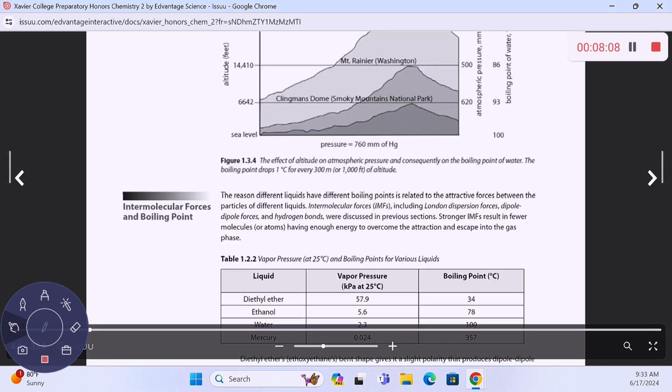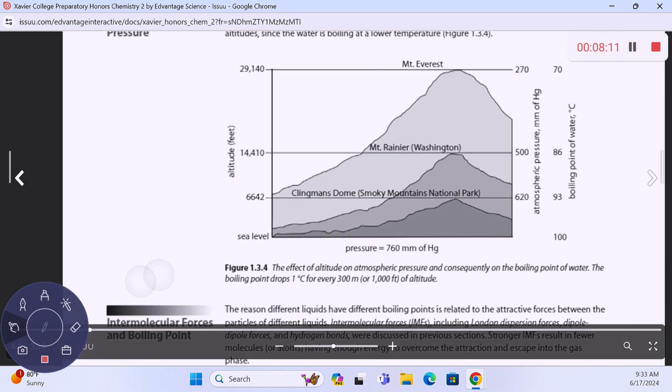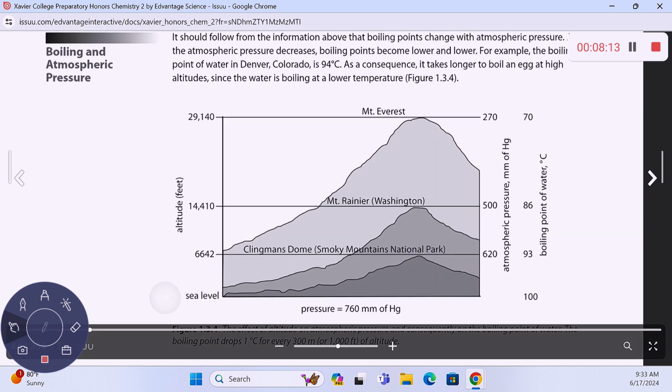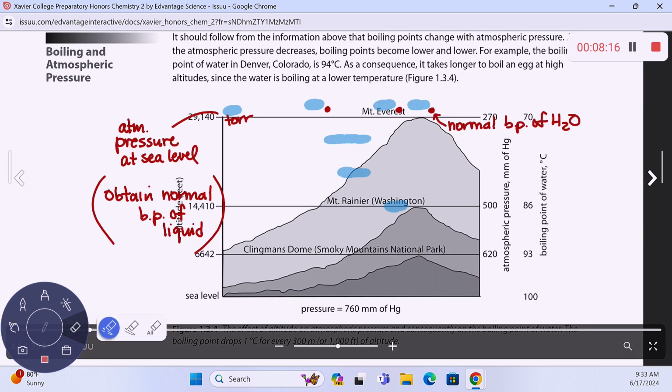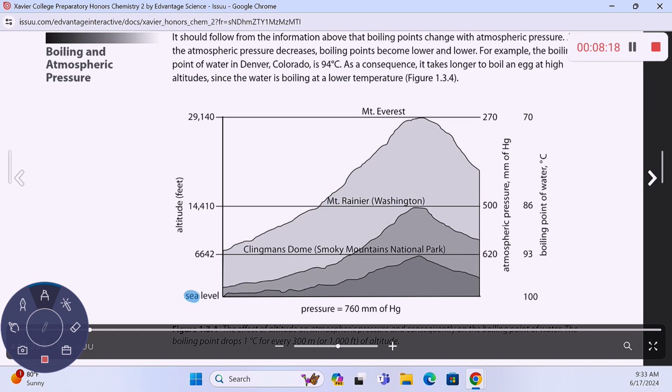On the next page, they've given you a figure that shows you the different altitudes and how the atmospheric pressure and the boiling point changes. So here we've got sea level, which would be 0 feet. And up here we've got 29,000 feet, which is going to be where Mount Everest is. So we've got Mount Everest at the top, Mount Rainier in Washington, and then Clingman's Dove at Smoky Mountain National Park. On the right-hand side, we've got the atmospheric pressures, and then we have the boiling point of water.